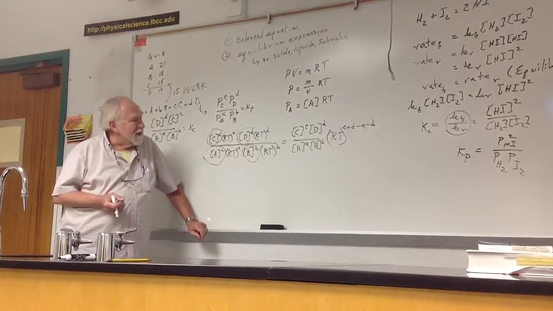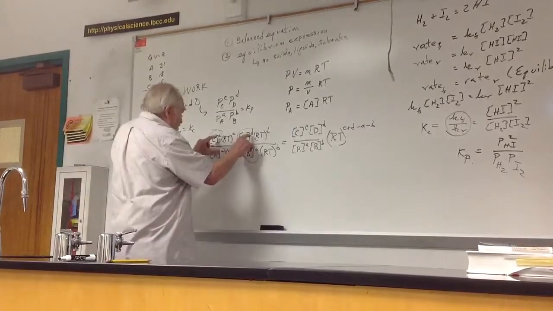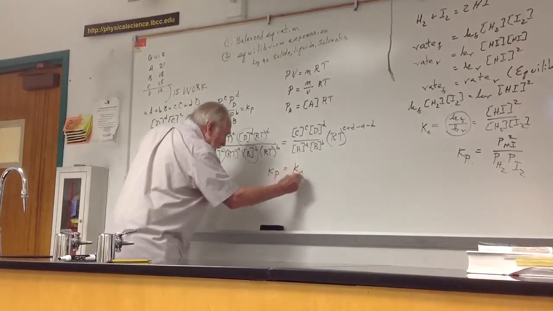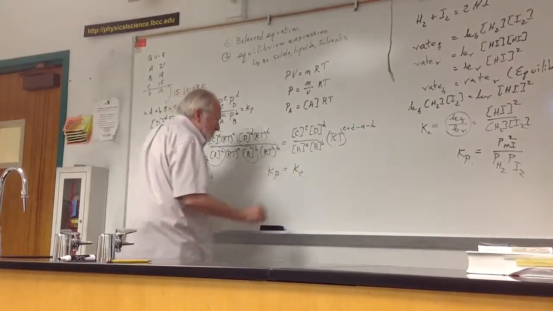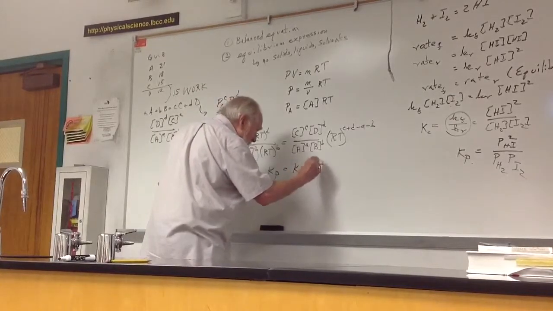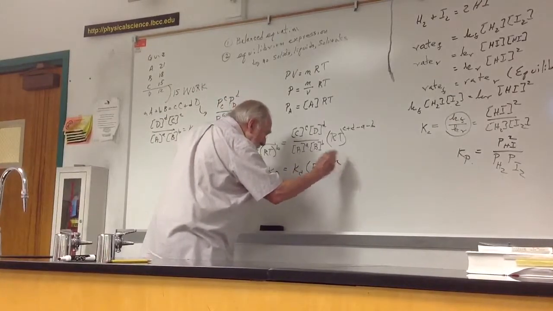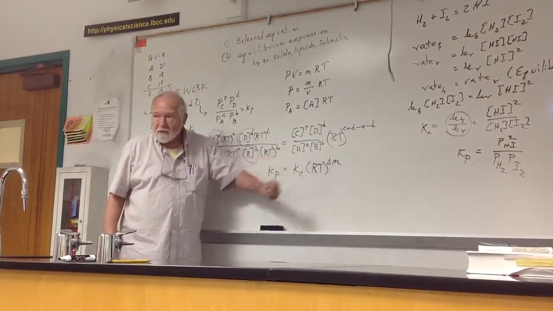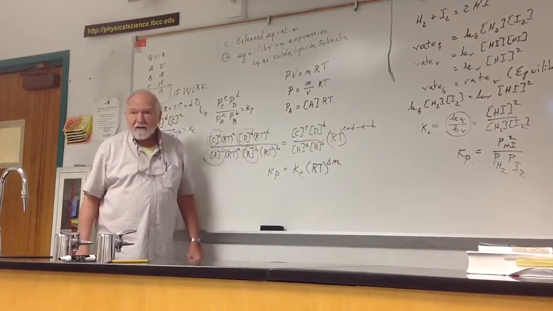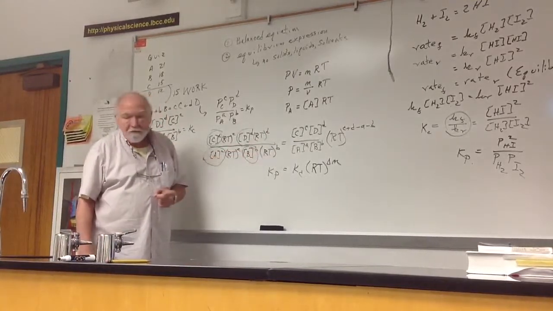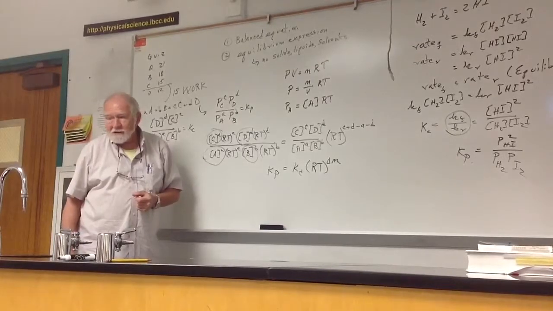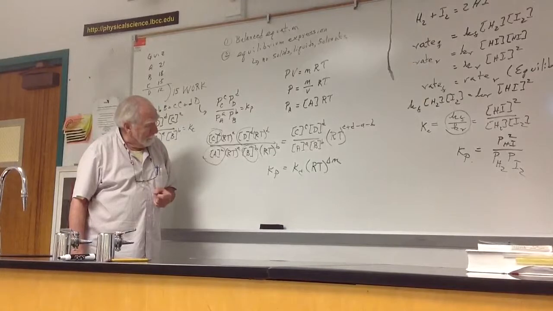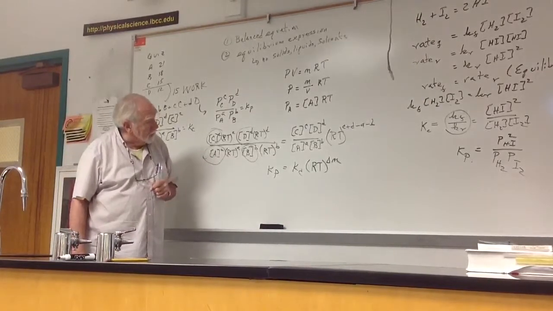But the result that you're going to use is really, I started here with K sub P. And this is in the book, by the way. Delta n is the moles of gaseous products minus the moles of gaseous reactants. Delta is final minus initial. Products are final, reactants are initial. So that's the change in the moles. Okay. So that's the relationship between K sub P and K sub C.